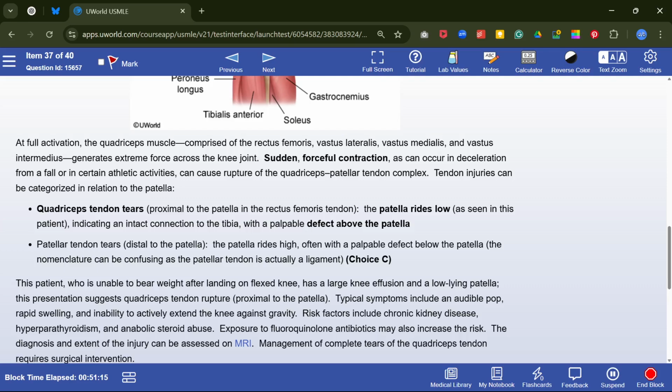At full activation the quadriceps muscle, comprised of rectus femoris, vastus medialis, lateralis, and intermedius, generates extreme force across the knee joint. Sudden forceful contraction, as occurs in deceleration from a fall and in certain athletic activities, can cause rupture of the quadriceps patellar tendon complex. Tendon injuries can be diagnosed.